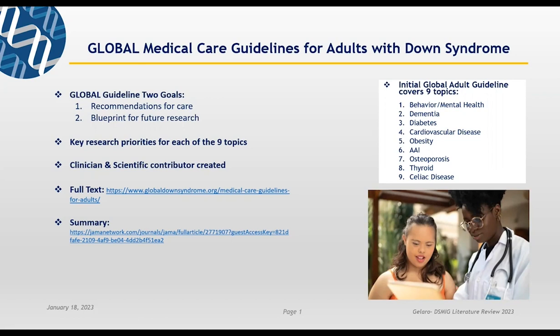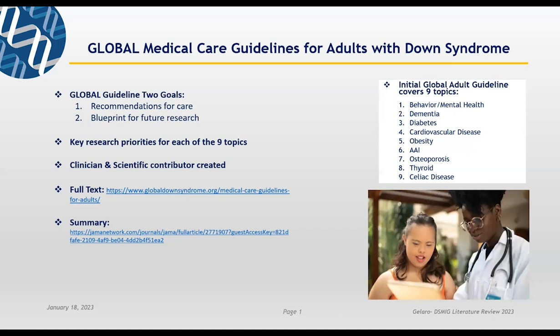So when looking at the 9 topic areas addressed in the first edition of the Global Adult Guideline, and I've got them listed on the top right here for reference, it's one possible starting place to consider review topics for the DSMIG literature reviews.